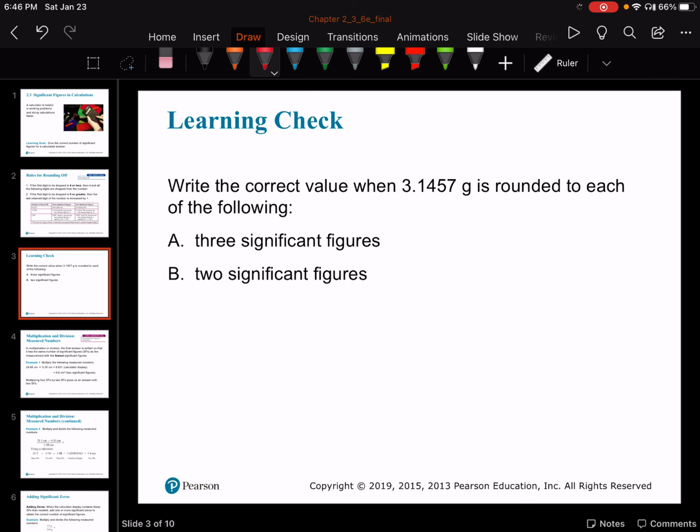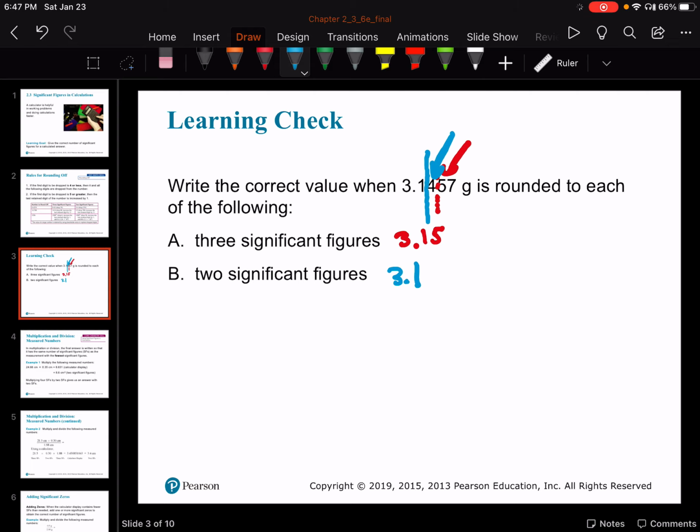Here's a learning check. Write the correct value when 3.1457 is rounded to each of the following digits. First, to 3 sig figs. The first number to be dropped is a 5, so this is going to go to 3.15, because that 4 has got to be rounded up. Now, if it's going to go to 2 sig figs, then the 4 is the number that's to be dropped, and so that's going to go to 3.1. Do you see that? Okay, so that'll take some practice if you're not used to it.